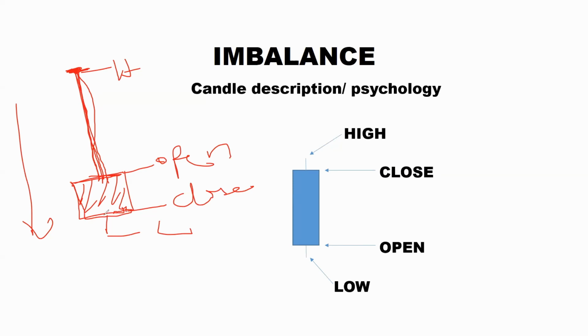But before it closed here, it also pushed down to a certain price low here, meaning that before it closed, buyers again said, no, you can't close here. You come and close here. So this is the close, and then this is the open.